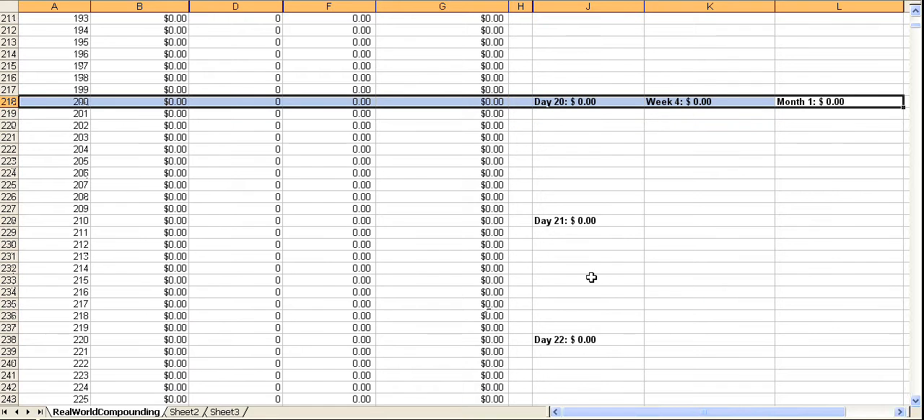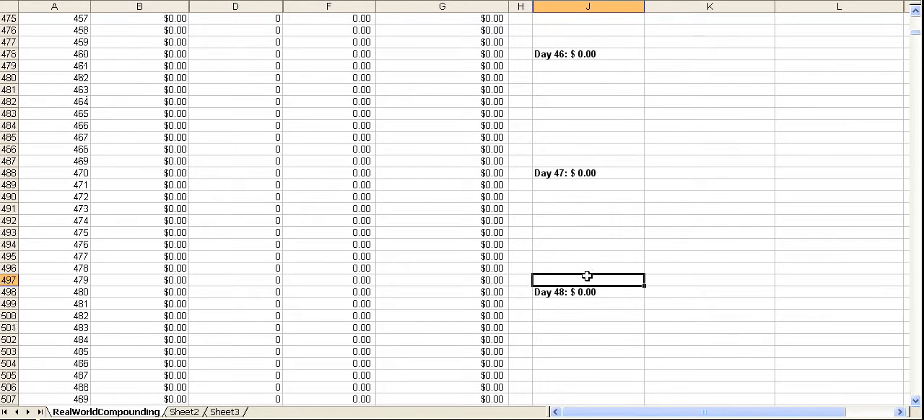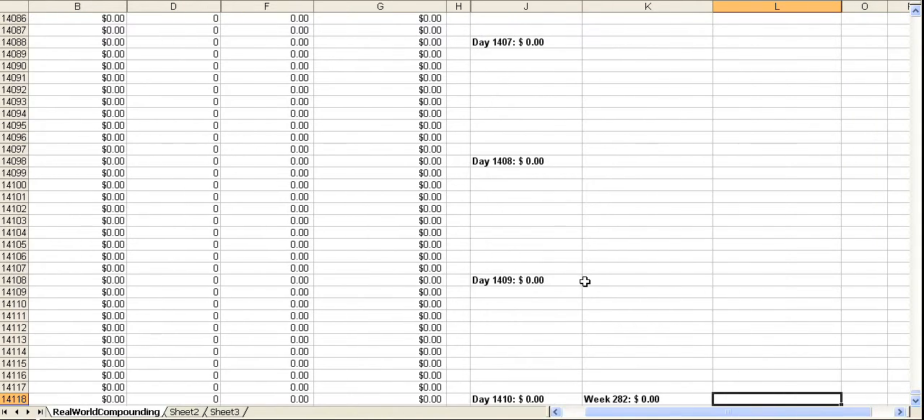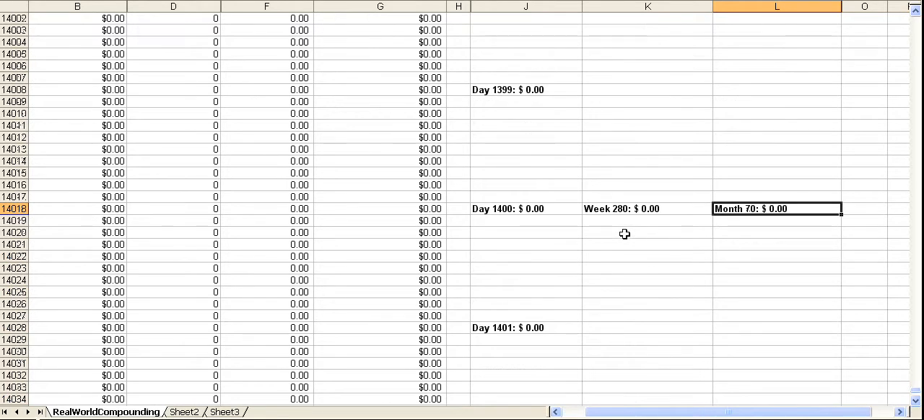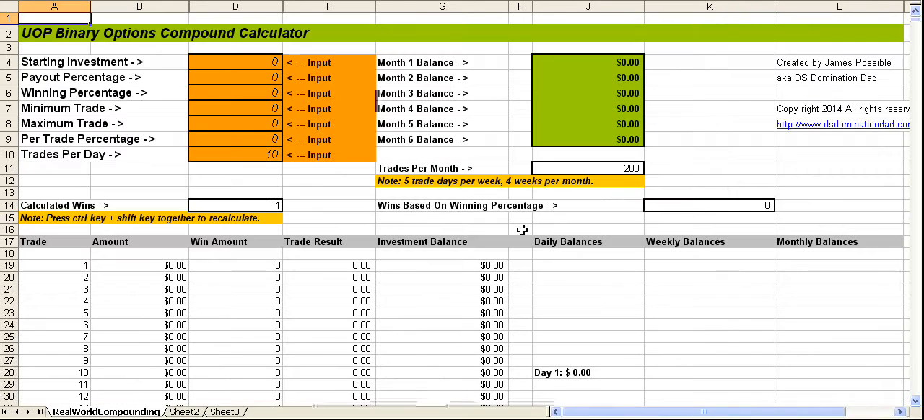So this allows you, if we just keep going down, in fact, I'm just going to go to the end here. So at 10 trades per day, this actually will calculate for you out to 70 months, roughly 6 years. So it's a very strong illustration of potential outcome, and it's based in random calculations.